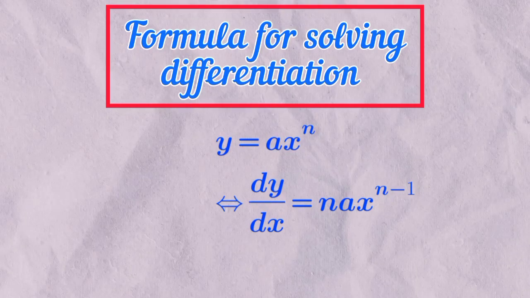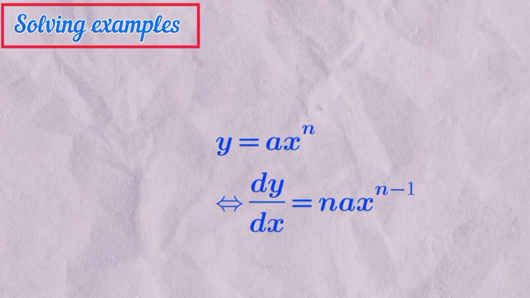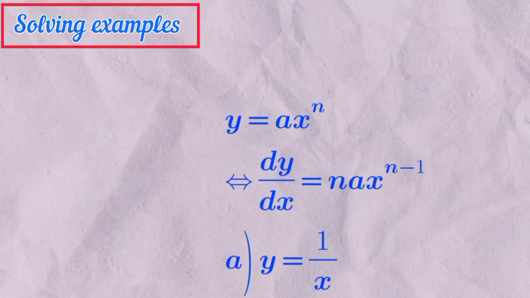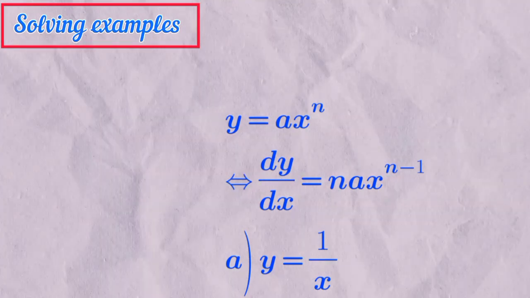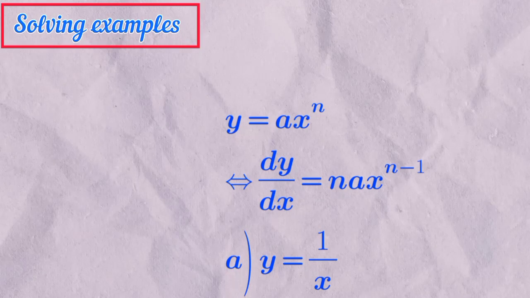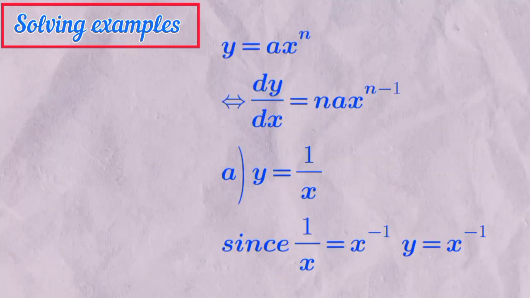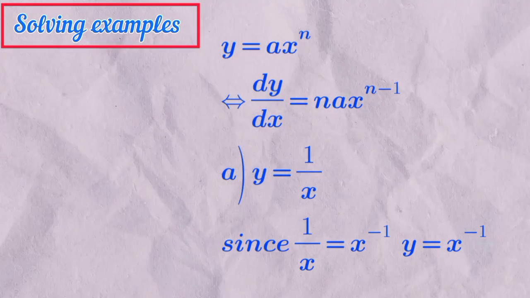Now let's go ahead and try solving the first example of differentiating fractions. So we have the first question, which is y equals 1 over x. So 1 over x can be written as x raised to the power of minus 1. They are actually the same thing. So we have y equals x raised to the power of minus 1.